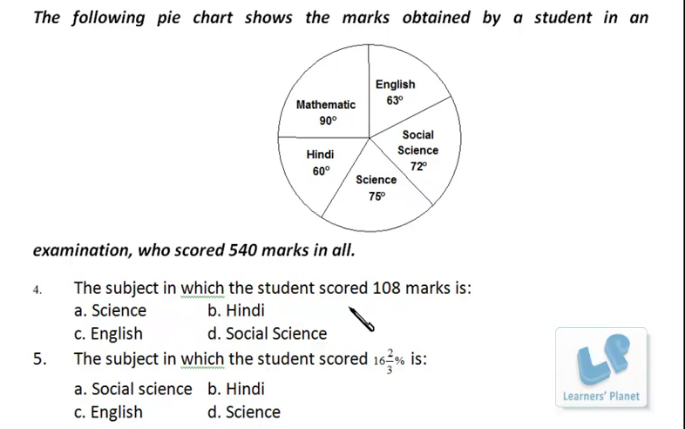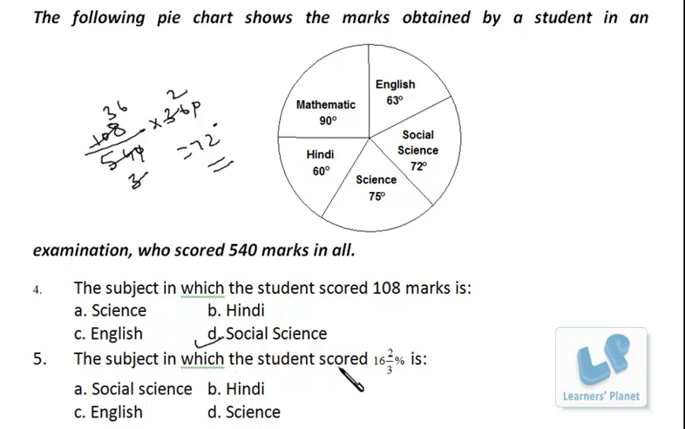The subject in which the student scored 108 marks, right? Now in all he has scored 540 and in particular subject he has scored 108. So from 540 it is 108. Then from 360 what will be the value, right? So we'll get to know what was the subject by looking at the degree component, right? So it is 72 degree, right? So if the student is getting 108 out of 540 in any particular subject, that means his contribution of that subject in pie diagram is 72 degree. Now, which subject is having 72 degree contribution in the pie chart? That is social science. Okay, so it's quite simple.